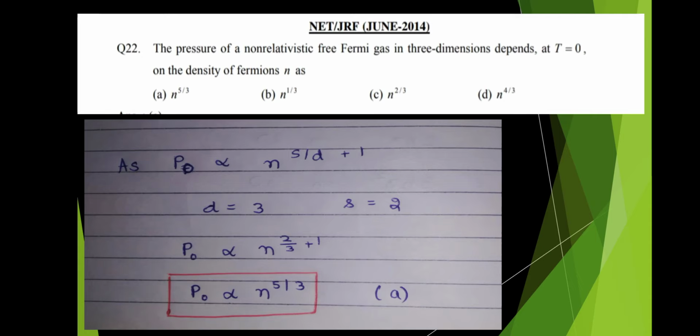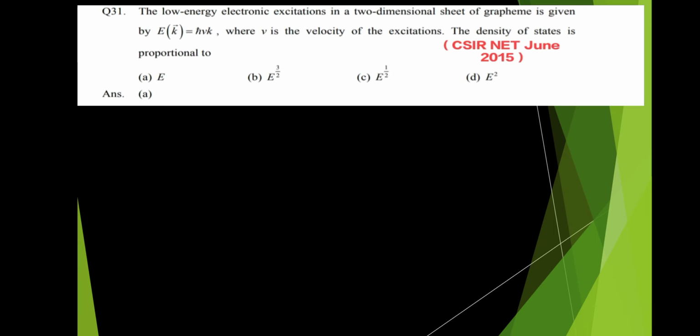So we know that zero point pressure depends upon the number density as n raised to power S by D plus 1. So just plugging the values, we get zero point pressure proportional to n raised to power 5 by 3. So option A is the correct one.